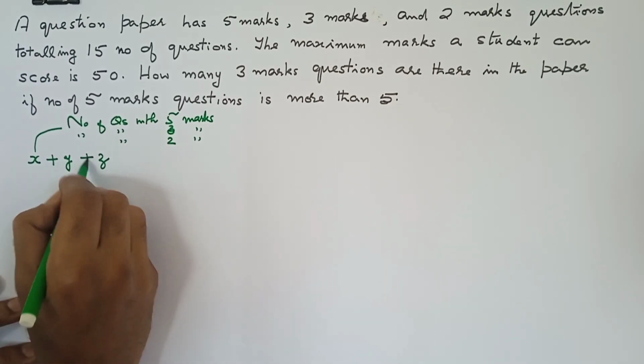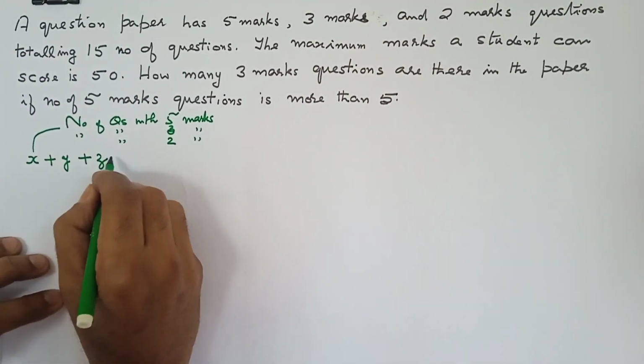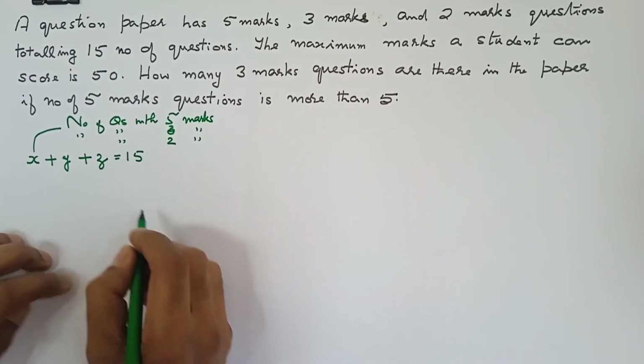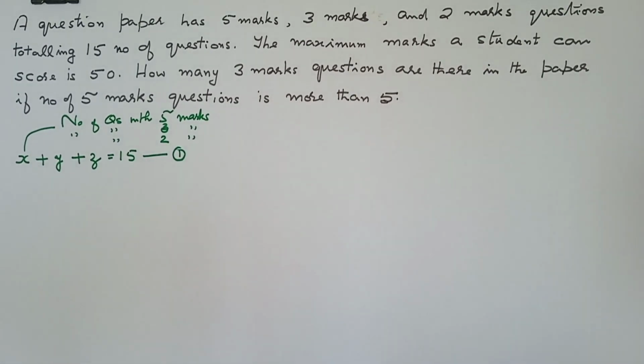If you total them, what do you get? Total number of questions, which is given as 15 in the problem. So we got one equation. Now, what else is given in the problem?